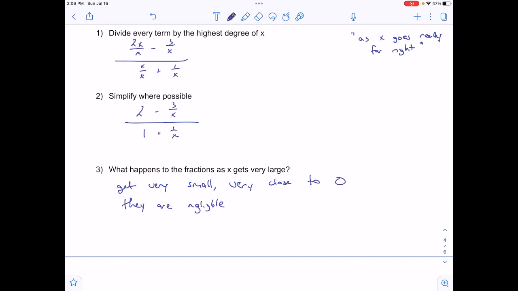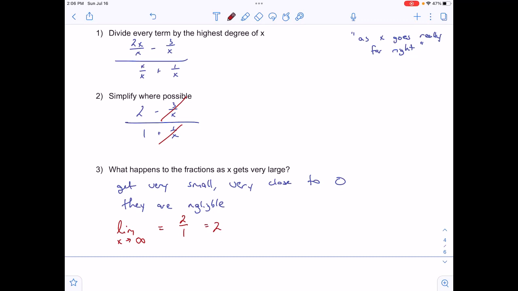And so we can conclude by writing our limit at this point in time. We can ignore the 3 over x and the 1 over x. Our limit here, as x approaches infinity, is just 2 over 1, which is 2.